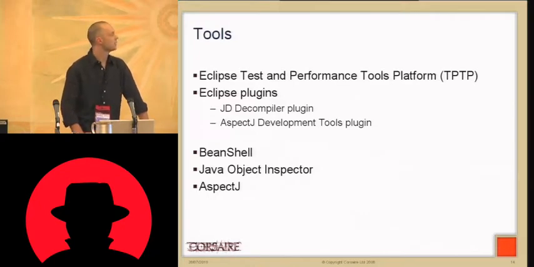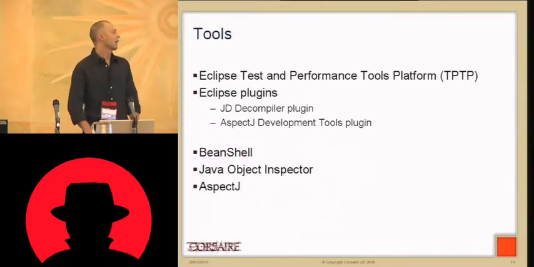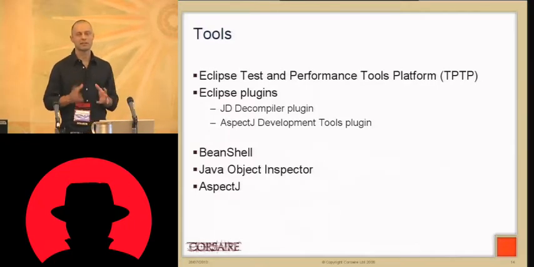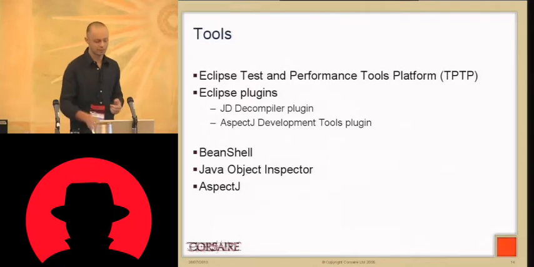Then I'll also be using the BeanShell and the Java Object Inspector. And I guess the star of the show is AspectJ. AspectJ will let us manipulate a lot of Java code without understanding bytecode.